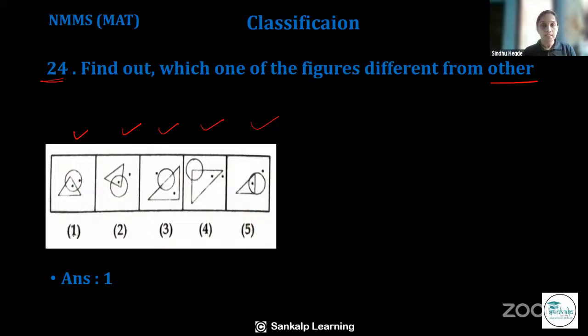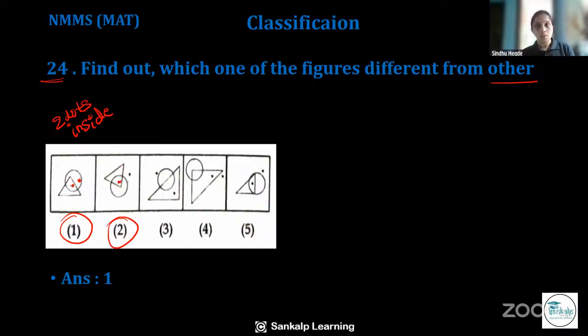Look at this image first. It contains two dots. Both dots are placed inside the figure. Similarly, come to image 2. Here one dot is inside the figure and another one is outside. One dot inside and one outside. This is for image 2.